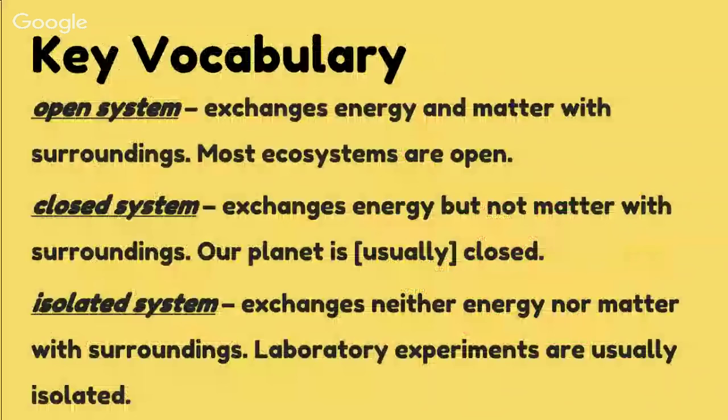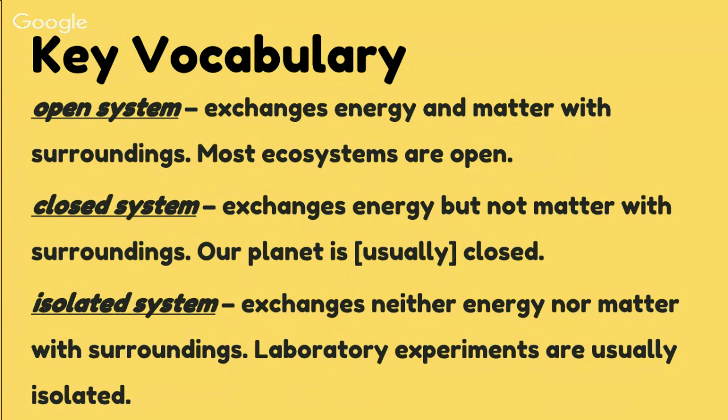More vocabulary are different types of systems. Now we have opened, closed, and isolated systems. Open systems are going to exchange energy and matter with their surroundings, and most ecosystems that we're going to talk about are open. Closed systems have exchanges in energy, but not matter, with surroundings.